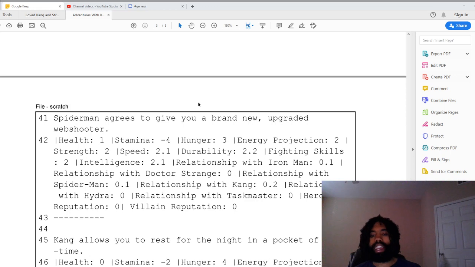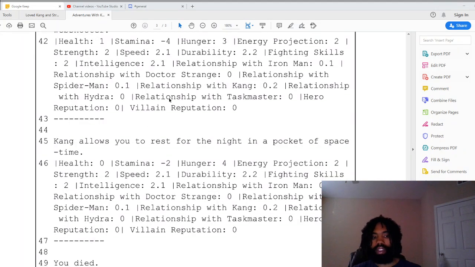So now this AI has a relationship with Iron Man, a relationship with Spider-Man, but the character that they have the strongest relationship toward is King the Conqueror, and their highest stat is durability, because of the fact that they have multiple futuristic armor upgrades that they've received from King the Conqueror. The next thing they do is they talk to King the Conqueror about resting for the night in a pocket of space-time, and King the Conqueror agrees.